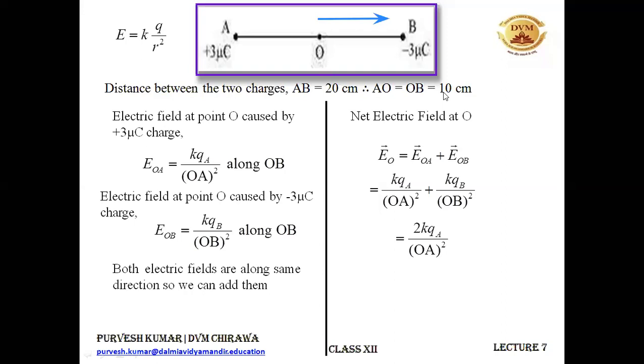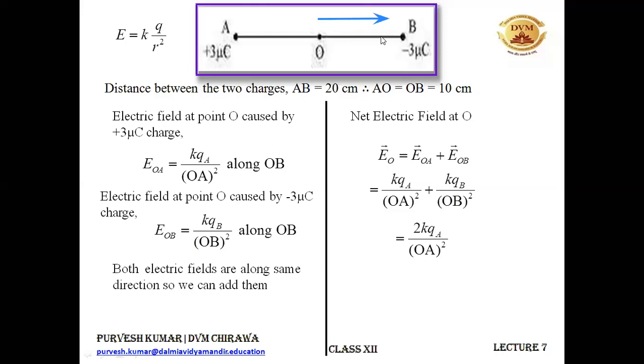Okay, someone has asked some questions. Sir, EOA is along OA? No, it is along OB. Why so? Because it's a positive charge. So since it is a positive charge, at this point, the electric field lines will be away from the positive charge. That's why it is along OB only. Okay, Hitesh? It is along OB. Why so? Because from the positive charge, electric field lines are away from the positive charge, and because of the negative charge, the electric field lines are towards the negative charge. All right. So they will be moving in this direction.